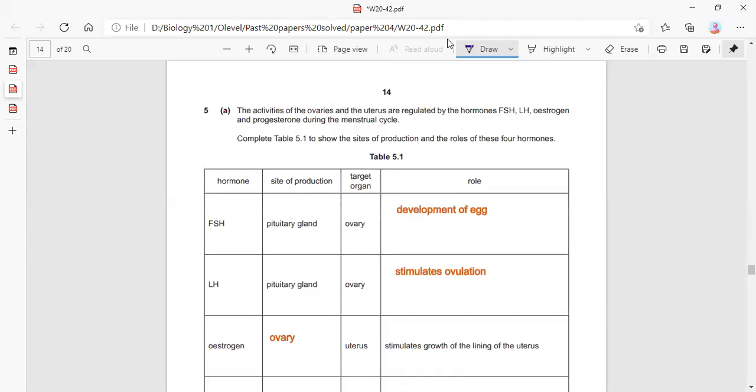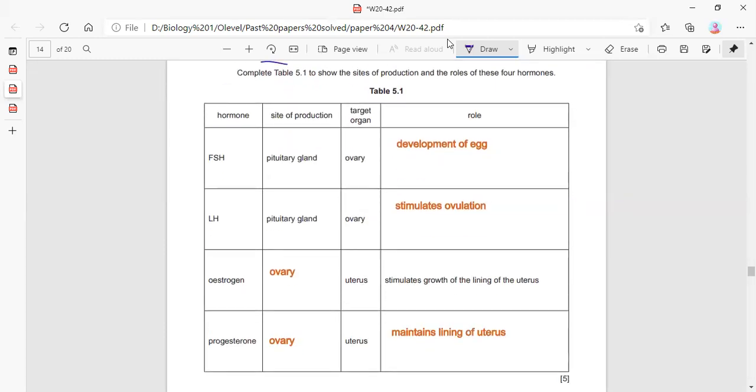Okay, question 5. The activities of the ovaries and the uterus are regulated by the hormones FSH, LH, estrogen, and progesterone. Complete the table to show the site of production and the role of these hormones. We have this table in the notes.